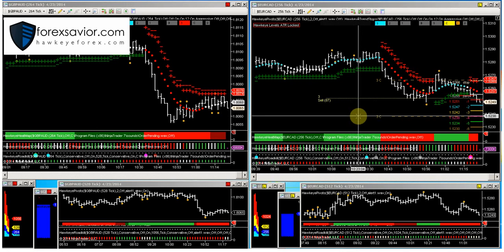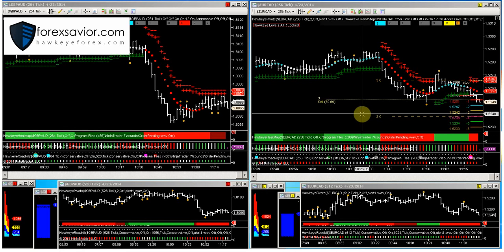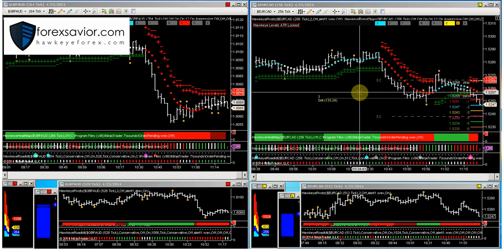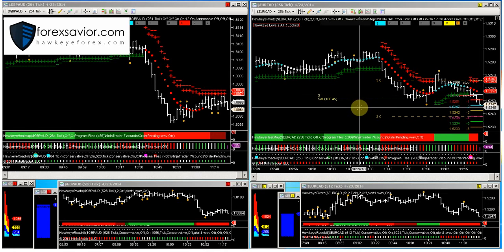The stops and targets are set. We are up a couple of pips right now. We'll see how this plays out. It looks like it is moving in our direction. We are past the 2 ATR point.